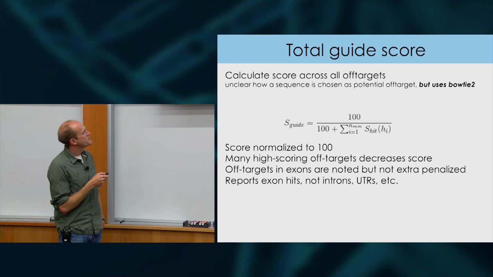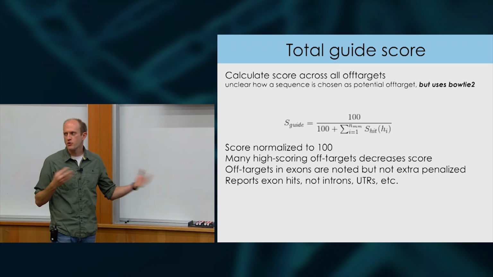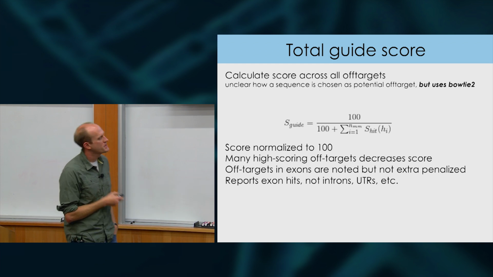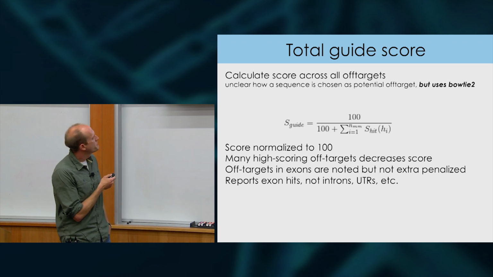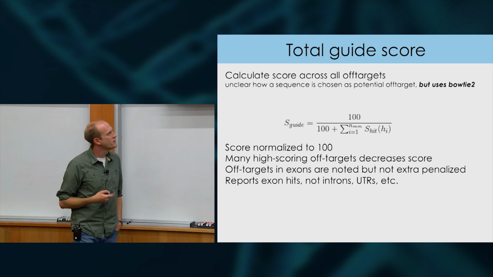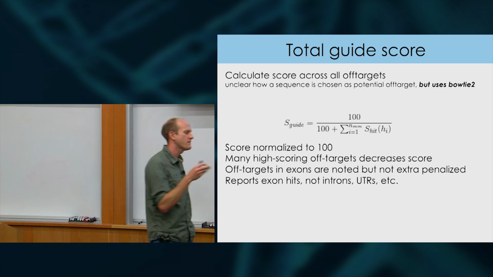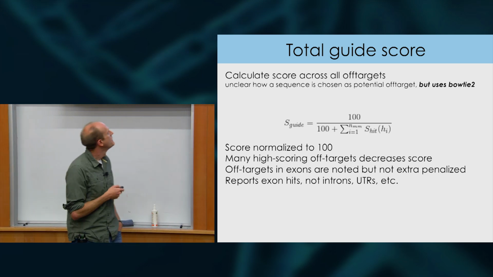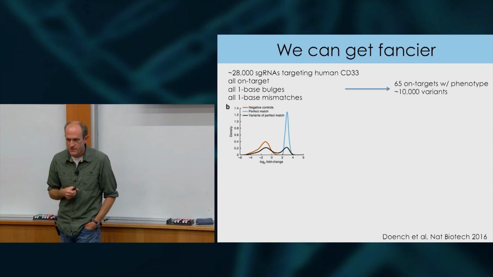So all you do is, for every single one of the possible mismatches, you aggregate them together and you normalize them to 100. So now you get some score between 0 and 100. If you have a lot of high scoring off targets, that's going to decrease your score far below 100. If you have off targets in exons, this web server will note them, but you don't get any sort of extra penalty or anything like that. So having an off target in a gene desert versus an exon is counted the same. So that's for off targets.